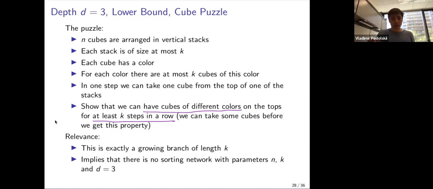So again, that is what I tried to explain. If you can do this, it will give us exactly a growing branch of length k, and this will imply that there is no source network with parameters n, k, and d equals 3. That's what I would like to claim.